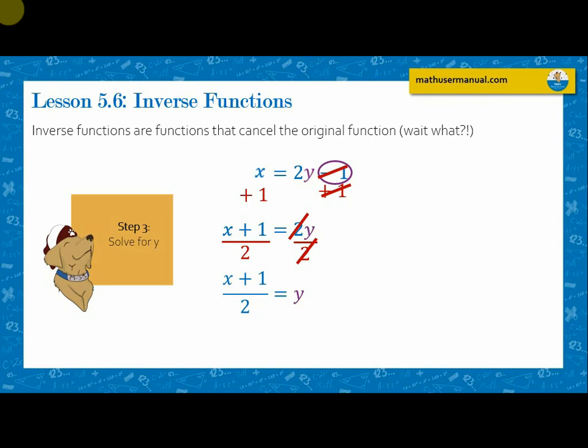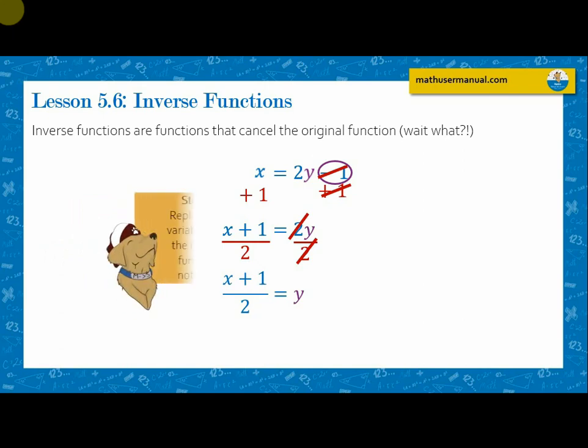We solve for y. And as said before, this step 3 might be different for different functions, different equations, because we have to follow different steps depending on the equation we have. But the idea is the same. We have to solve for y. We have to isolate that y.